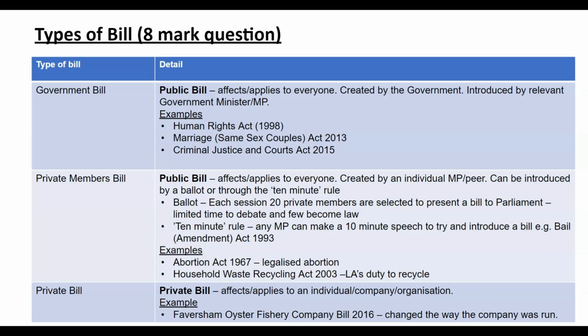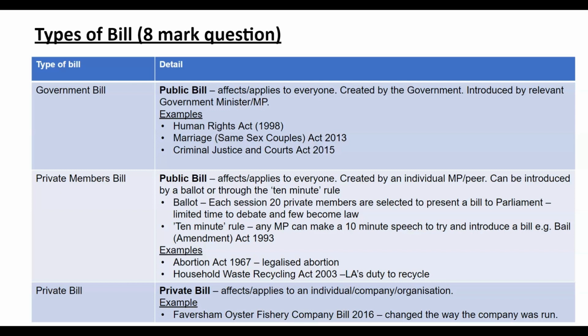So private members' bills are, again, a public bill, so they affect and apply to everyone. They're created by an individual MP or peer, and that's the difference. They're not created by the government, they're created by an individual MP or peer. And they're usually introduced through either a ballot or through the 10-minute rule, which are different methods for introducing a private members' bill, essentially. With a ballot, usually each session about 20 private members are selected to present a bill to Parliament, but they get very limited time to debate, and the government usually prioritises their own bills, so very few of those actually become law.